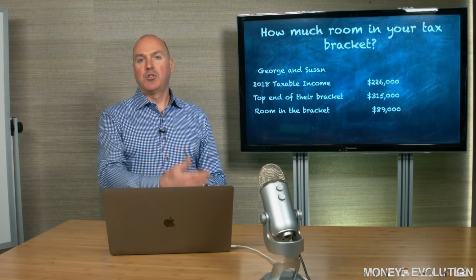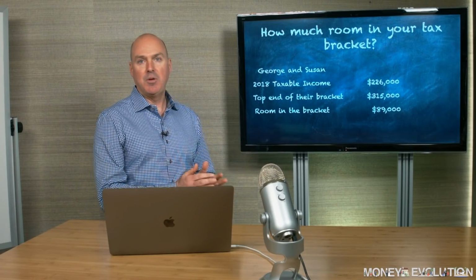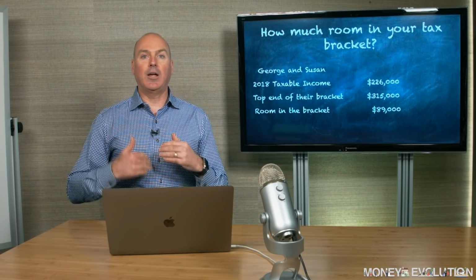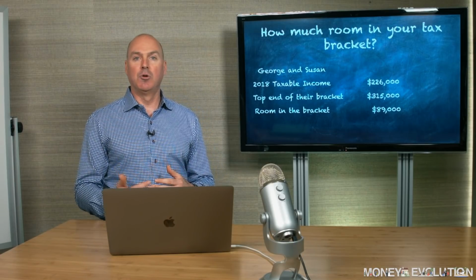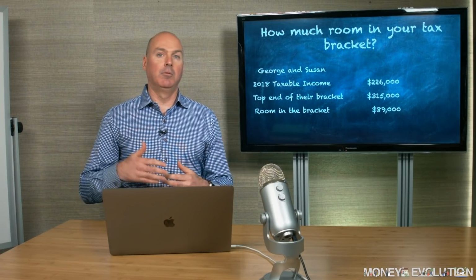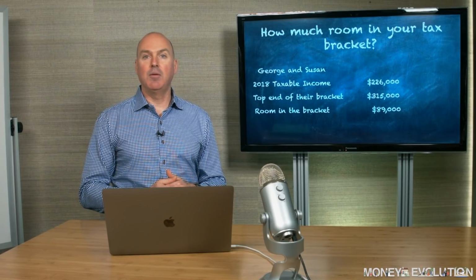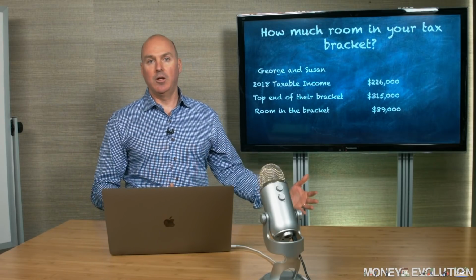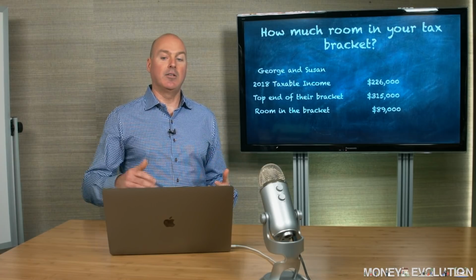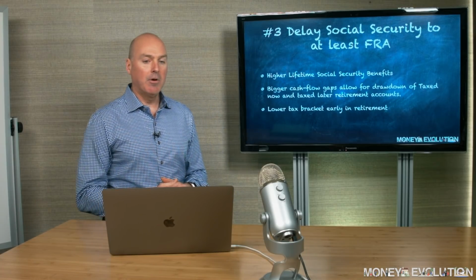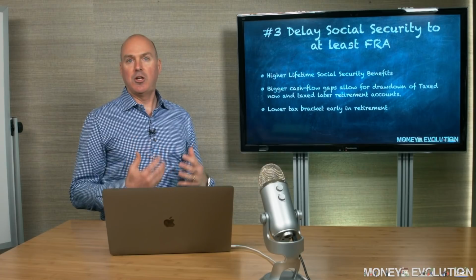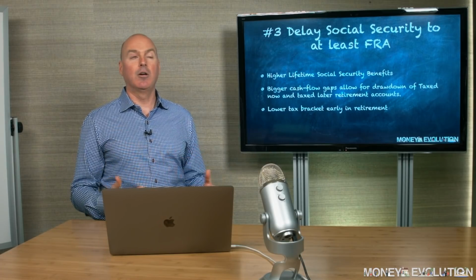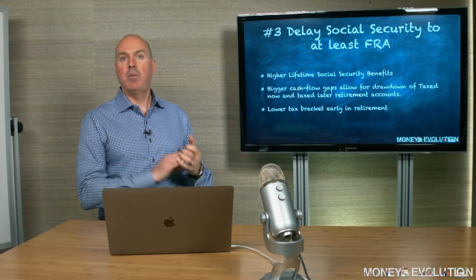So for George and Susan, the strategy here might be to phase that in, recognize where we're at in the bracket, how much room we have, and maybe do that over a 3, 4, even a 5-year time period. But again, we want to do it before 2025 because that's when those Tax Cuts and Jobs Act tax rates sunset. Number 3 is we want to look at the Social Security strategy that you have, and in particular, how that Social Security strategy impacts your taxes.